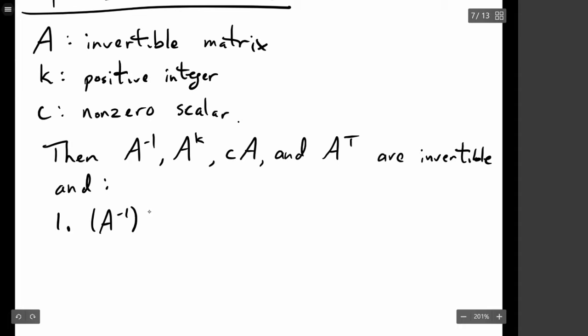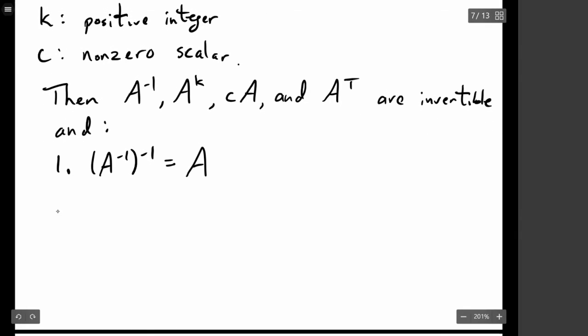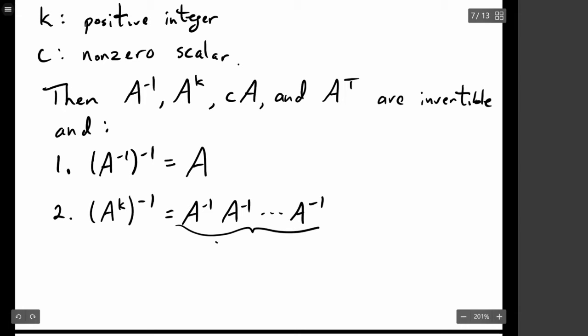If we take the inverse of the inverse, well, of course we should get back to the original thing. Hopefully that makes sense. The second thing is if we take A to the K and invert that, what we get is A inverse times A inverse times A inverse a bunch of times, in particular K times. And that's going to be equal to A inverse to the Kth power.